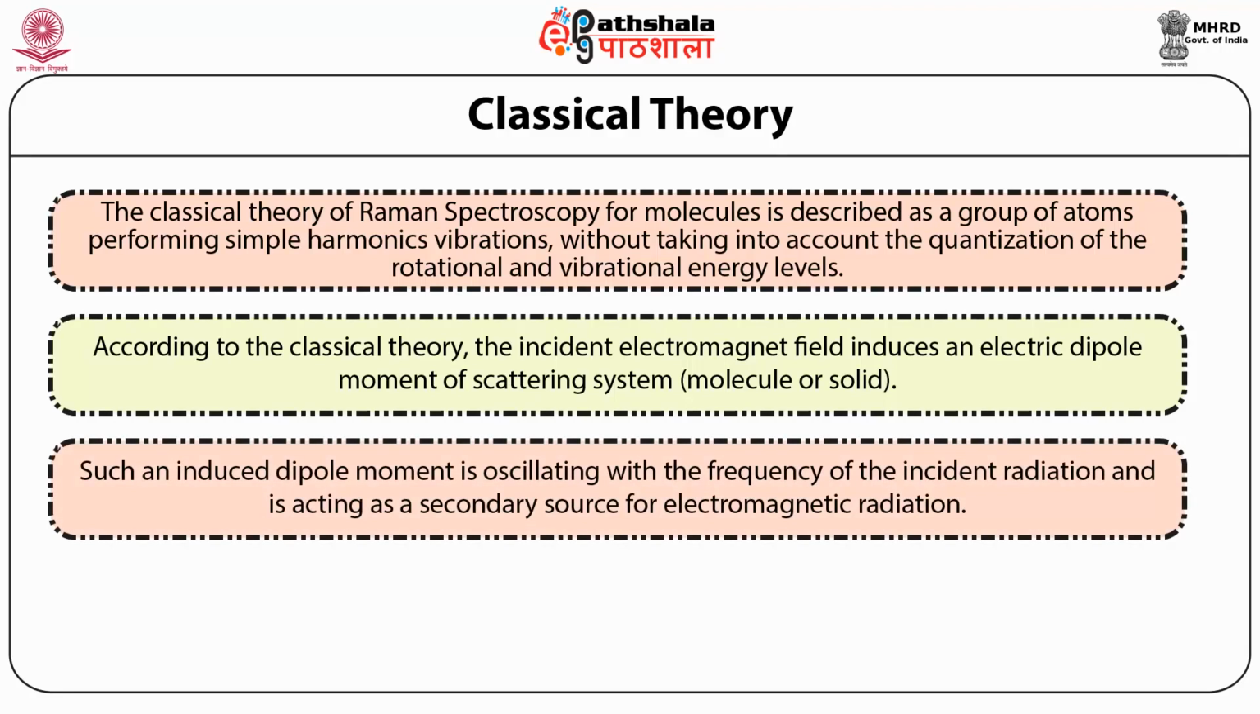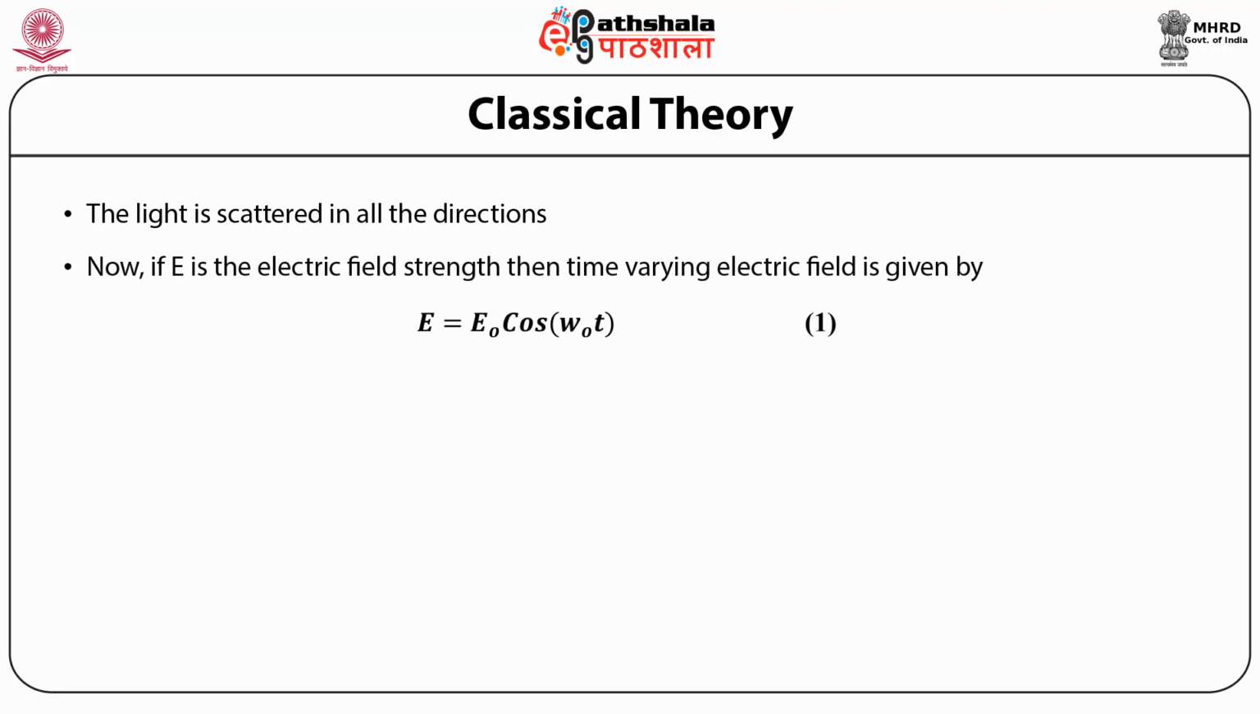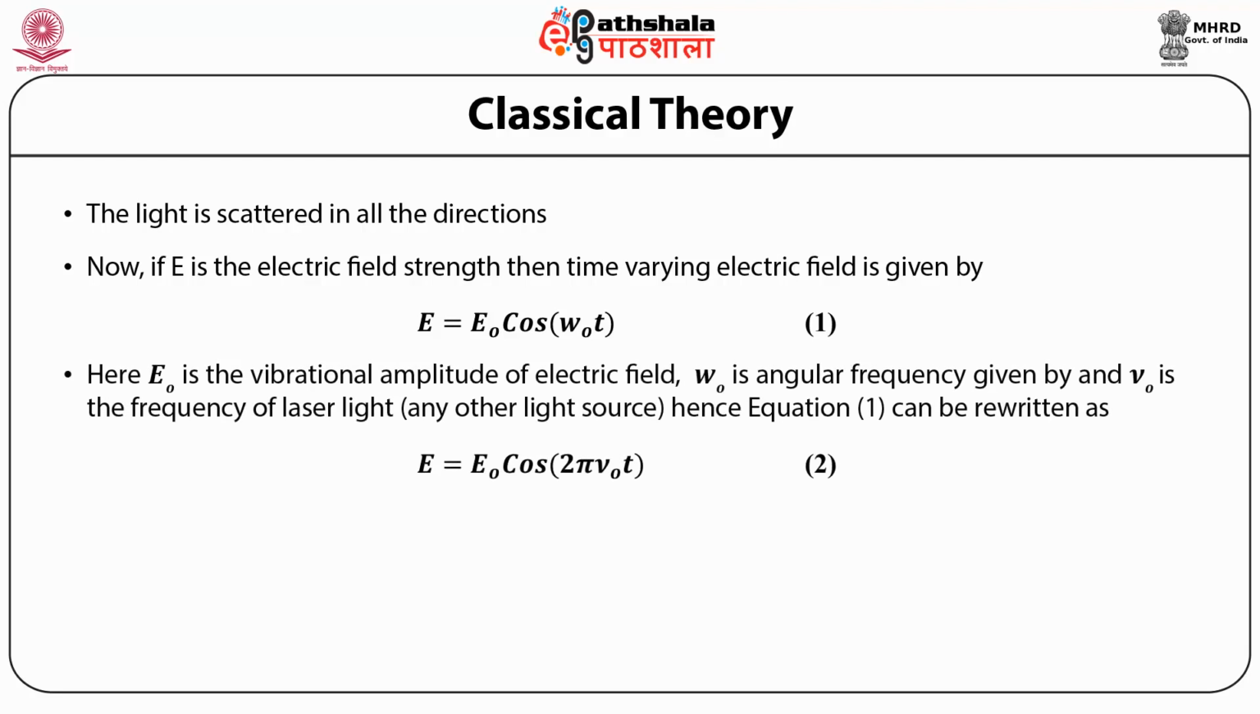Such an induced dipole moment is oscillating with the frequency of the incident radiation and is acting as a secondary source for electromagnetic radiation. The light is scattered in all directions. Now, if E is the electric field strength, then the time varying electric field is written as E = E0 cos(ω0 t). E0 is the vibrational amplitude of the electric field, ω0 is the angular frequency, it is 2π ν0, where ν0 is the frequency of the laser light or any other light source being used. Therefore, equation 1: E = E0 cos(2π ν0 t).